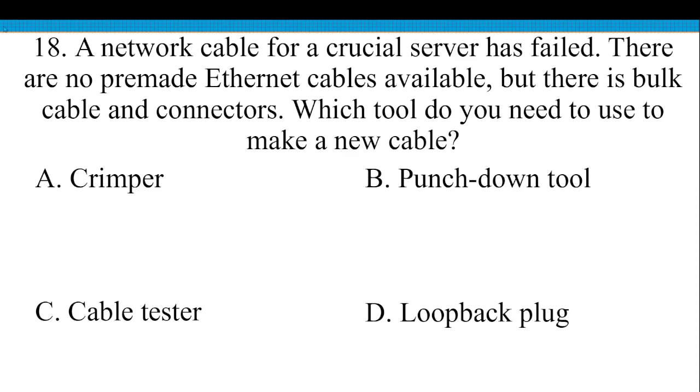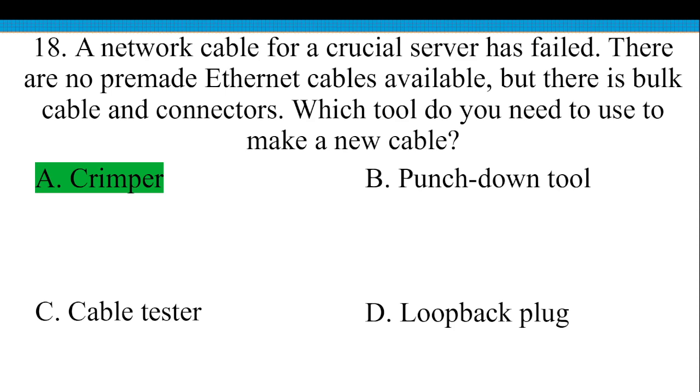Question number 18. A network cable for a crucial server has failed. Therefore, there are no pre-made Ethernet cables available, but there is a bulk cable and connectors. Which two do you need to use to make a new cable? A. Crimper. B. Punch down tool. C. Cable tester. D. Loopback plug.